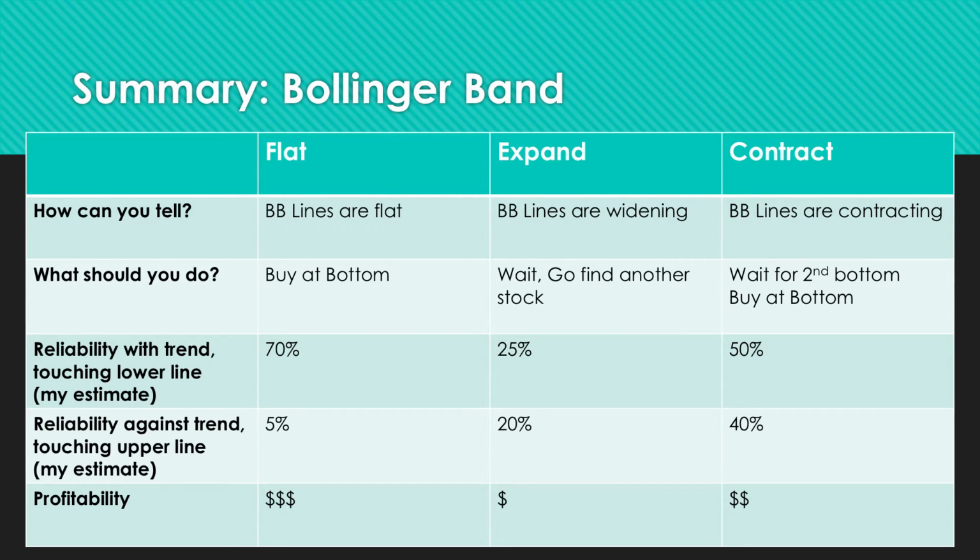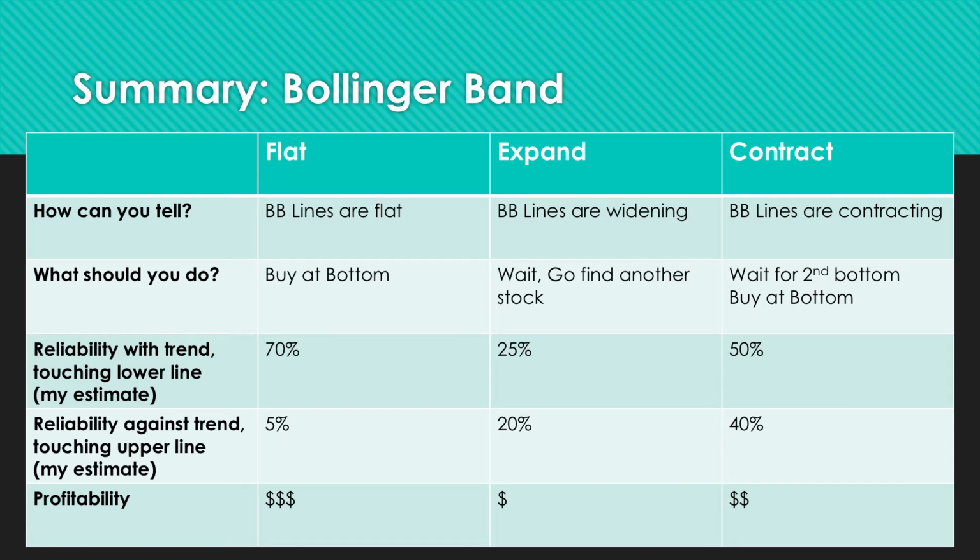If you're against the trend and the Bollinger Band is touching the upper line, so the trend is up and you want to short when the Bollinger Band is touching the upper line because you think the price is too high. When it is flat, I would think your success rate is 5% because A, going against the trend is always bad, and B, going against the trend just makes the BB band so much less reliable. So one of my personal rules is never go against the trend, and I only trade up because it's a stock market, so there's a natural tendency to go up.